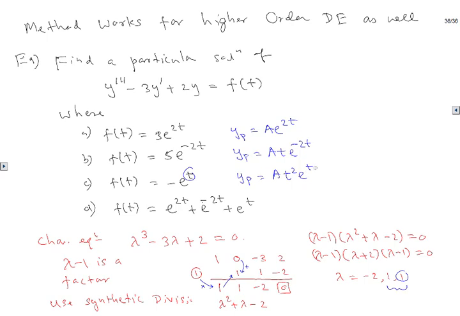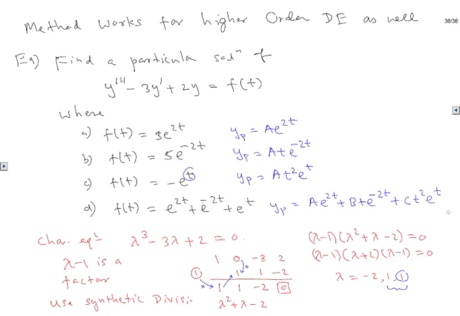And then for the last one, you can see it has all the types, so we can write a different term for each. That means yp is A e to the t plus B t e to the negative 2t plus C t squared e to the t. I'm just showing you how to do higher order differential equations, but that's not a major focus in this course.